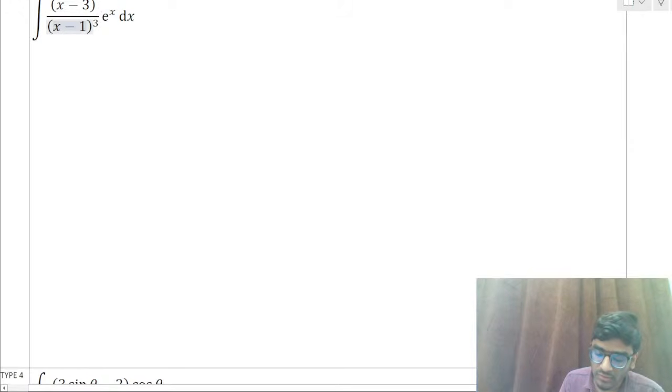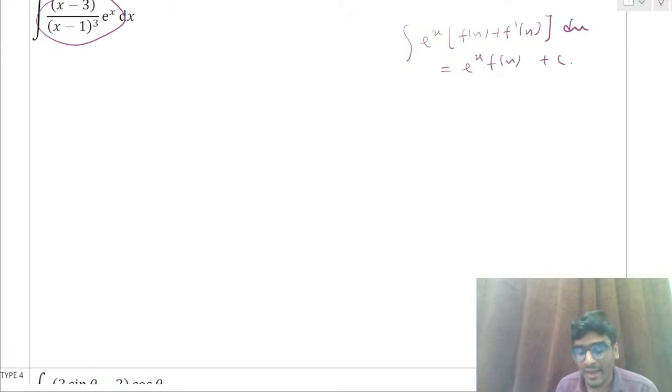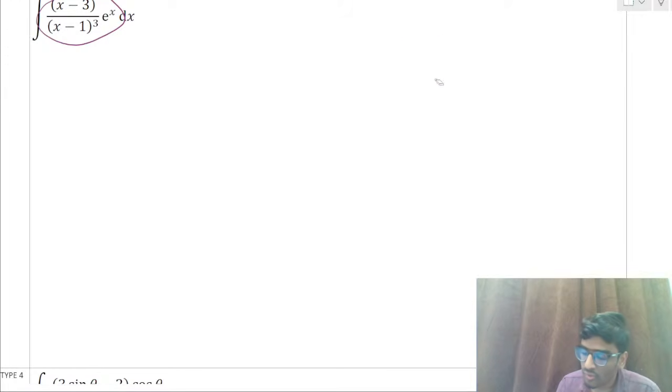Whenever you encounter this type of integral where we have e raised to power x attached to another function, we are going to write the whole integrand in this form: e raised to power x times f of x plus f dash x. Because when we write it in this form, the integration becomes e raised to power x times f of x plus c. Directly we can write it.